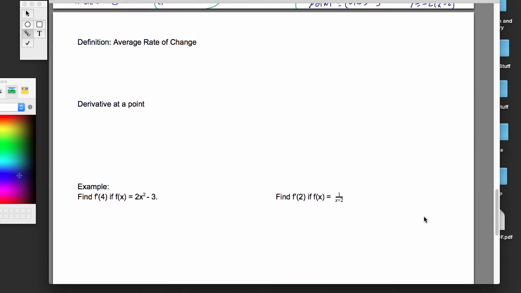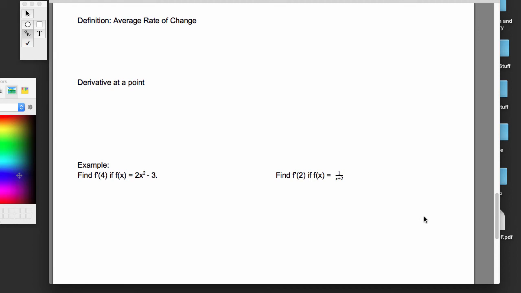Okay, average rate of change. So the average rate of change, this is all kind of summing it up. The average rate of change is my change in y over my change in x. So check out what this is. The average rate of change on an interval is the amount of change in y over change in x, slope, so f of b minus f of a over b minus a.